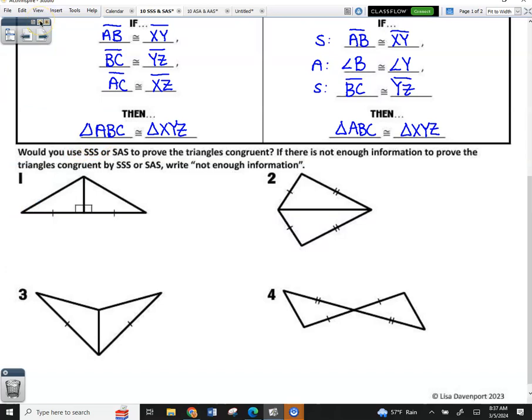All right, numbers 1 through 4, it says, would you use SSS or SAS to prove the triangles are congruent? If there's not enough information, you would just write not enough information. So we're looking at the triangles, trying to decide do the pictures, based on what they give me, match the SSS shortcut or the SAS shortcut. Okay?